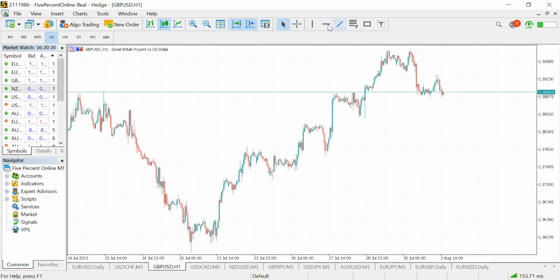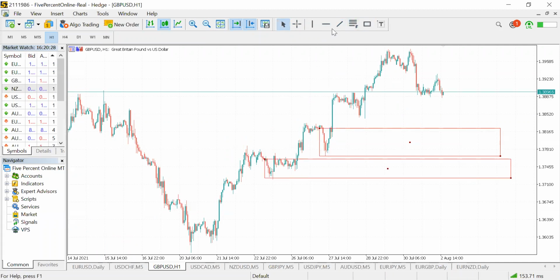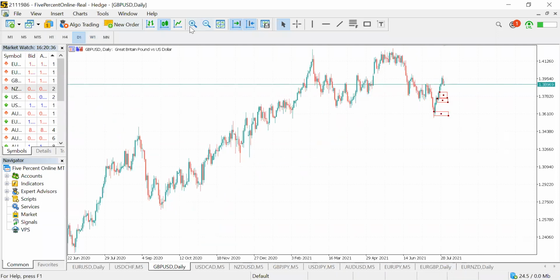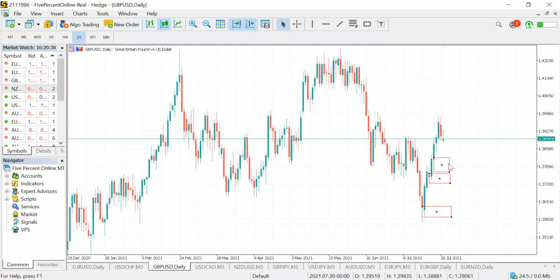Okay, let's mark those. We have demand, and we have some more demand down here. And of course, we have this clear demand down there. So pullbacks to that area might be the movement we want to try to catch in order to continue higher.